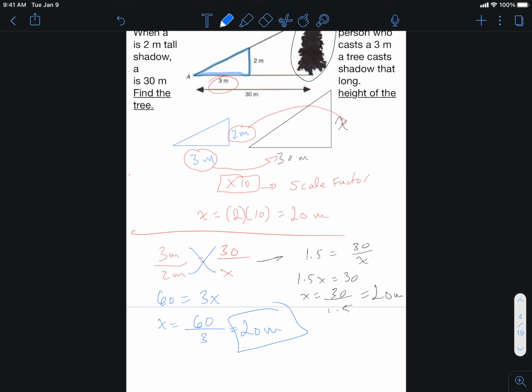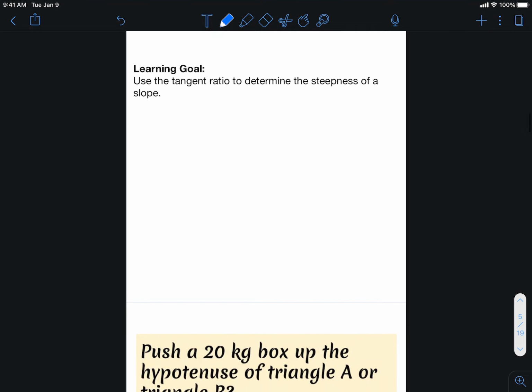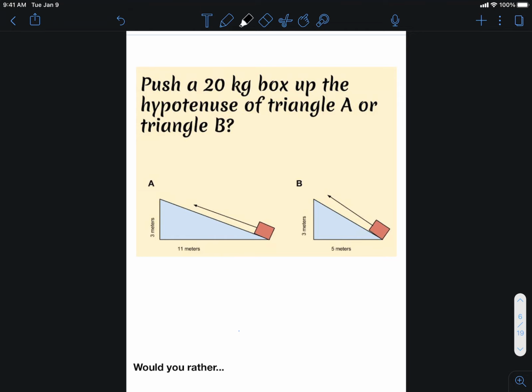Okay. This is what we really define as being trig. So we're going to have this thing called the tangent ratio, and it's used to determine the steepness of a slope. Now, I guess we could relate this back to our slope, which is kind of cool, right?